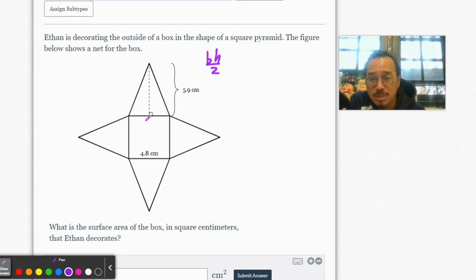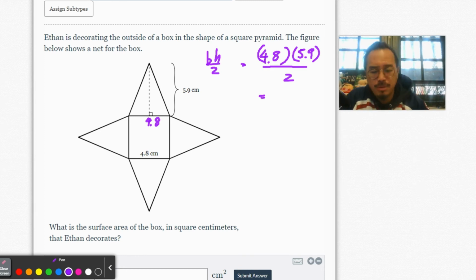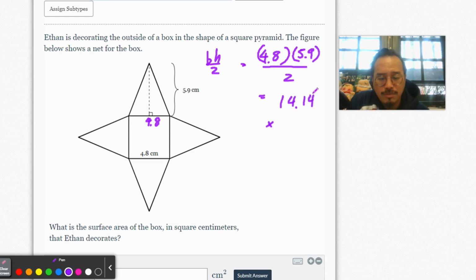So now this is 4.8, right? So that's base times the height divided by 2. Yep. All right, let's see. 4.8 times 5.9 divided by 2. That's 14.16. Now, did I write 14? I'm pretty sure I wrote 16. All right. Maybe my subconscious wrote 14.